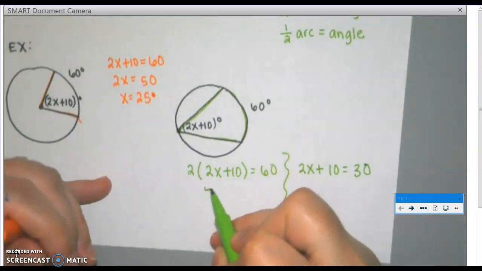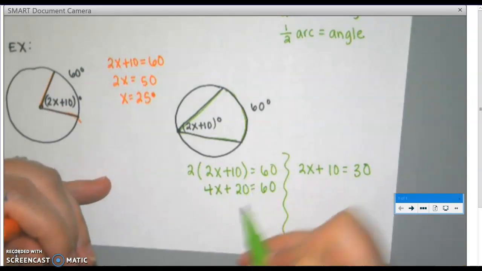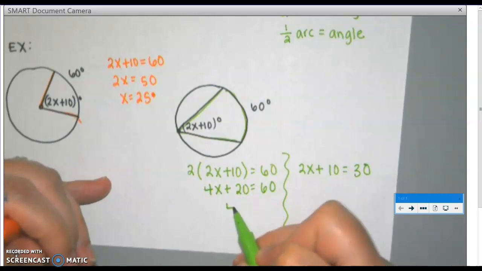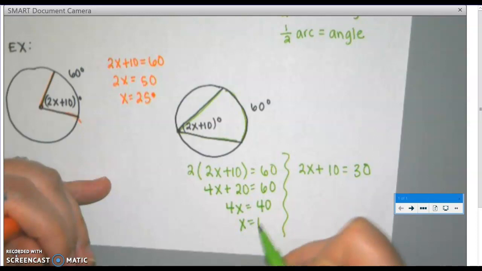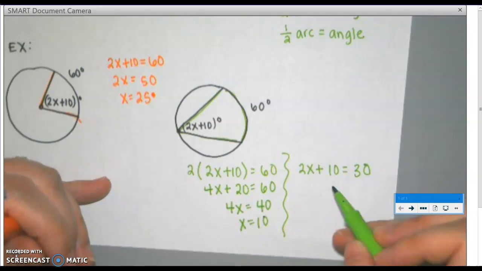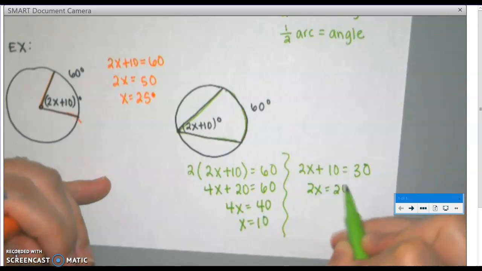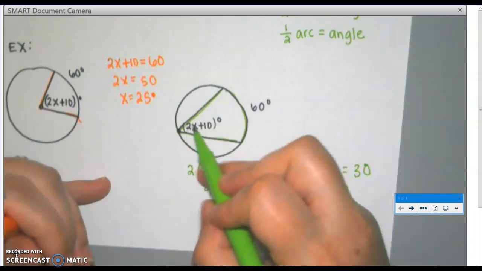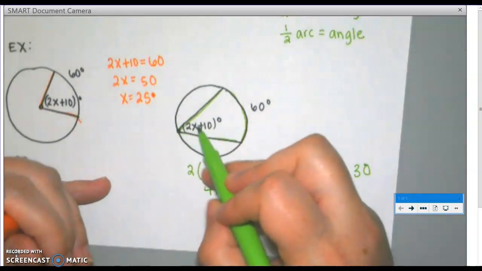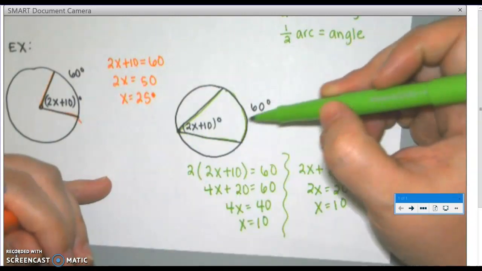So I would distribute, minus 20, divide, and I get 10. And it's the same thing over here. If I minus 10 on both sides and then divide, I still wind up with the same answer. But you either need to double the angle, make the angle 2 times bigger, or split the arc in half, divide the arc in half.